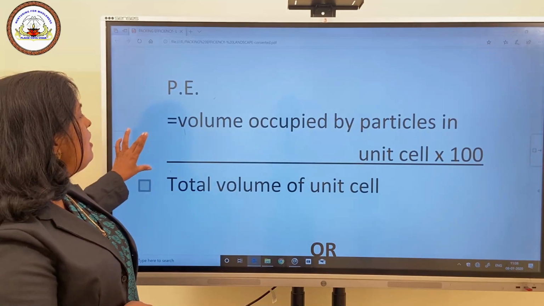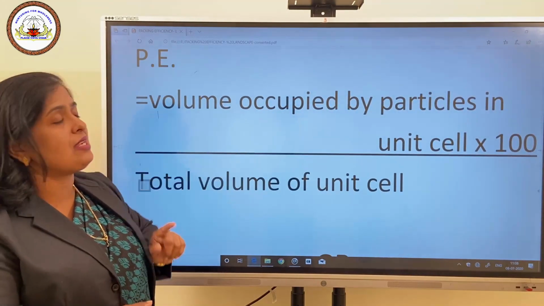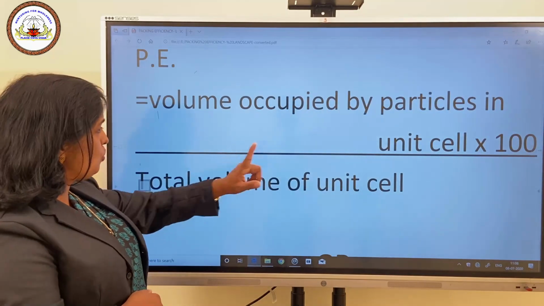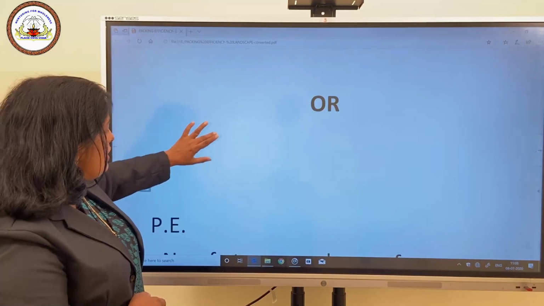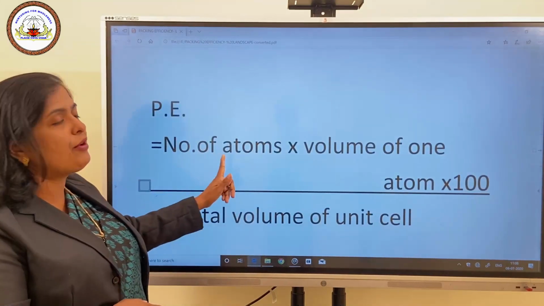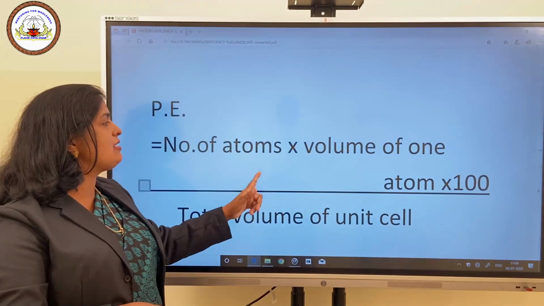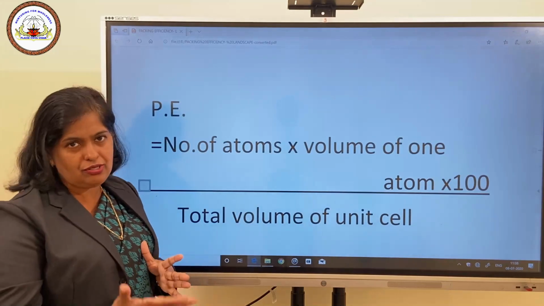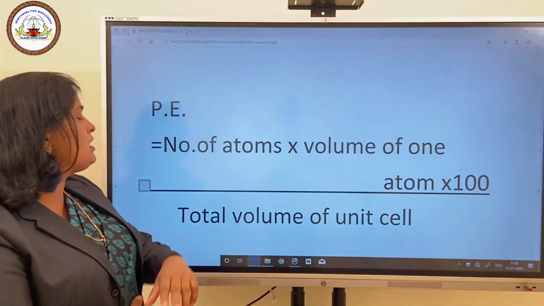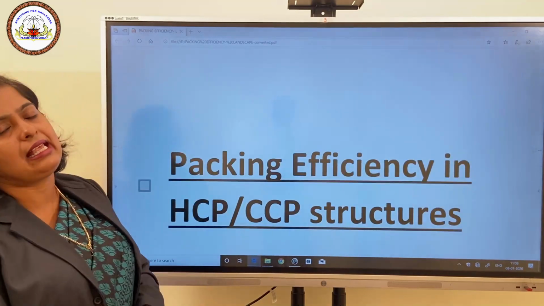It is written here, packing efficiency is equal to volume occupied by particles in unit cell into 100 divided by total volume of unit cell. Or it is equal to number of atoms, I told you particle means atoms, number of atoms into volume of one atom into 100 in order to convert it into percentage, divided by total volume of unit cell.